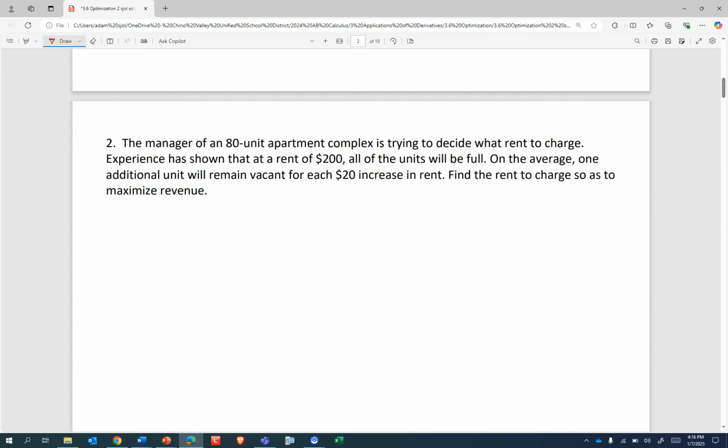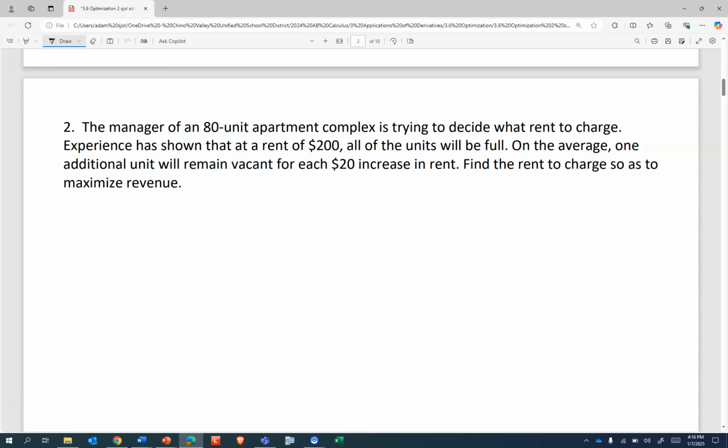Okay, so most of the periods we kind of did this together in class. The manager of an 80-unit apartment complex is trying to decide what rent to charge. Experience has shown that at a rent of $200, all the units will be full. So currently, $200 and 80 units means the apartment manager is bringing in $16,000 a month. That seems pretty good.